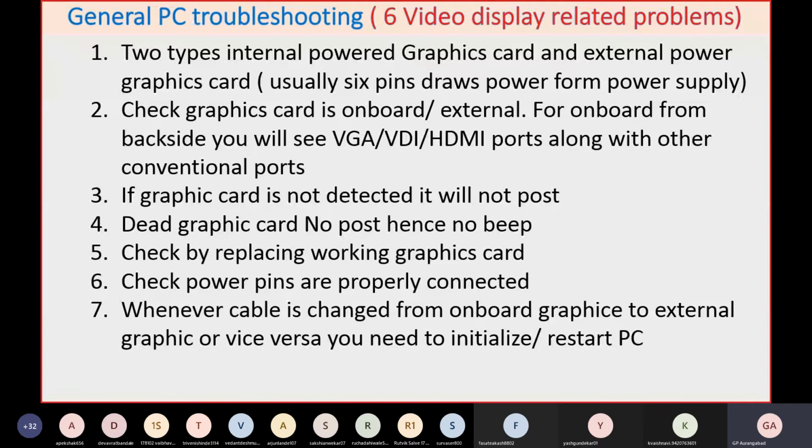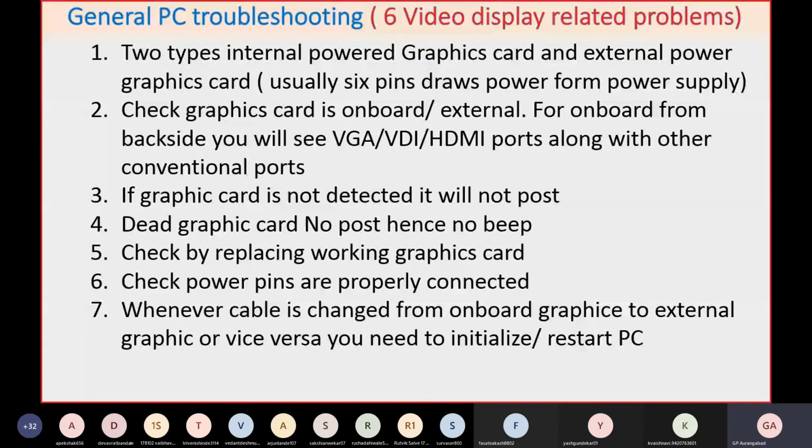Then if the graphics card is not detected, it will not POST. Obviously, as we said, for a successful POST test, you must have a graphics card or video card. Dead graphics card, no POST, hence no view. If the graphics card is dead, you will not get any view. Check by replacing with a working graphics card. If you have an additional working graphics card, you can remove it and check whether this card is faulty or not.